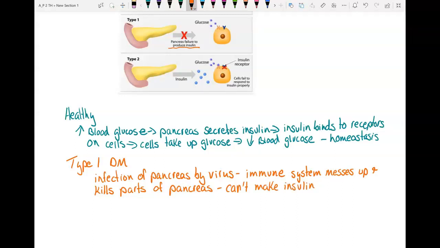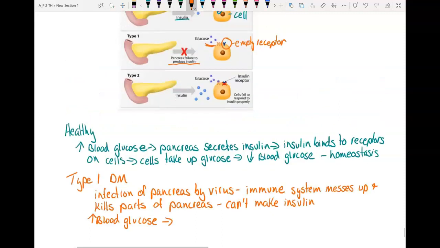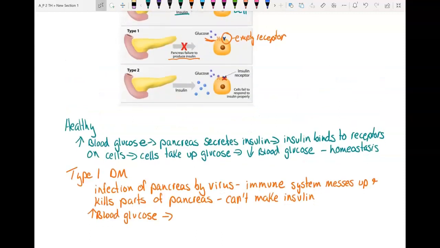So then, when you have rising blood glucose, there's no insulin to secrete to bind to the receptors. So here you can see the empty receptor. So because there's no insulin, blood glucose goes up, but without the insulin, the cells don't take the glucose. So notice the glucose just remains in the blood.